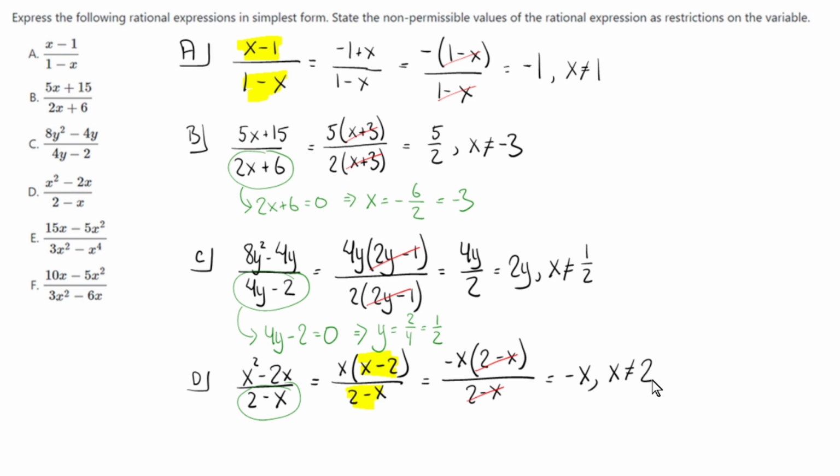Let's move on to E and F. So in E we have 15x minus 5x cubed over 3x squared minus x to the power of 4. So we're going to proceed here by factoring out the GCF in the numerator and the denominator.